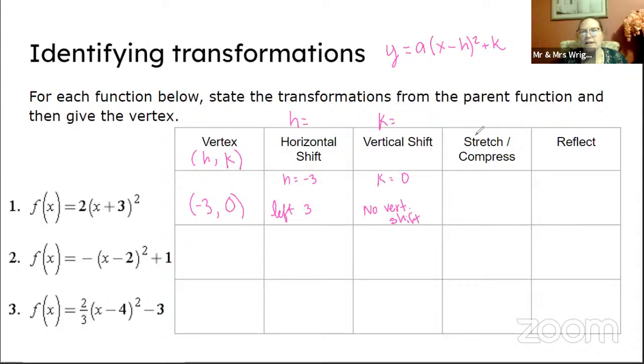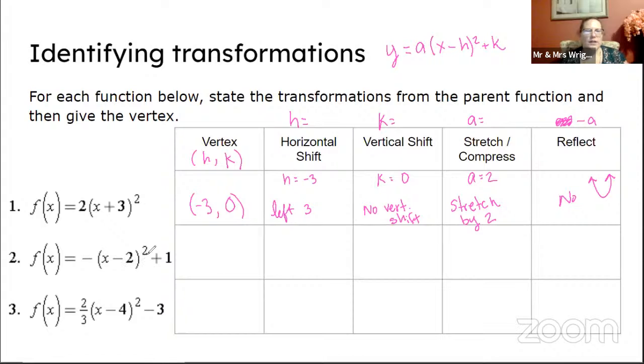Stretch or compress, that's our a, remember. So our a in this case is 2. So what's happening? Is it stretching or is it compressing? It's stretching by a factor of 2. Is it reflecting? Well, remember, to reflect, that would be if A were negative. If there's a negative in it, then that tells us whether or not it reflects. Since this is positive, our answer is no. We have a positive 2 for A, so it is not reflecting. It's going to open upwards. Okay.